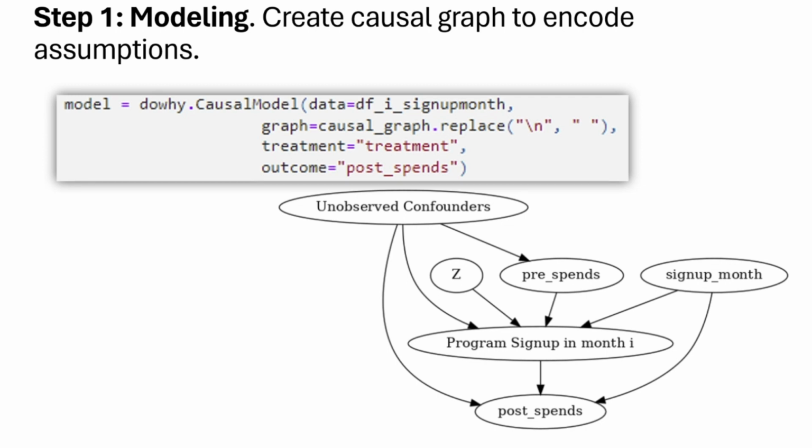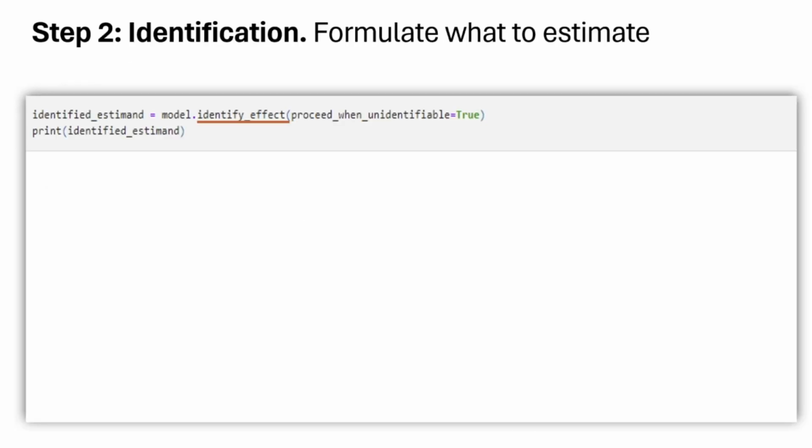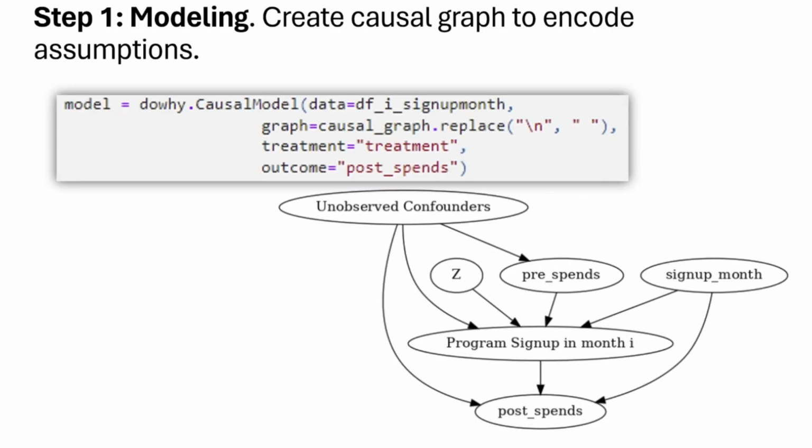So in this case, what does the code model.identify_effect actually compute for this data set? Maybe some simple explanation. Sure. So what it's doing is it takes the treatment, which is program sign up, and post spends is the outcome, and it tries to compute different algorithms which will convert the do operator to a probability distribution. One of the algorithms it will try is called the backdoor criterion, which we discussed earlier.